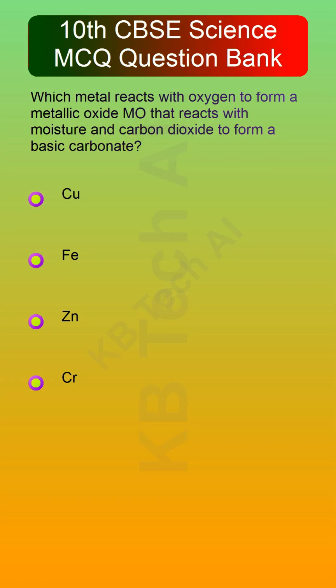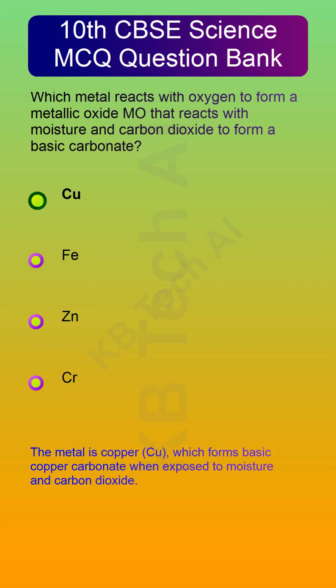Which metal reacts with oxygen to form a metallic oxide MO that reacts with moisture and carbon dioxide to form a basic carbonate? Option 1, Cu, Option 2, Fe, Option 3, Zn, Option 4, Cr. The answer is Option 1, Cu.